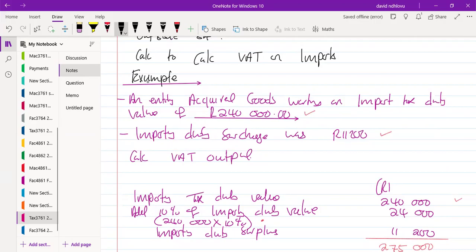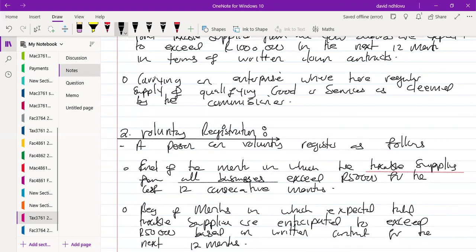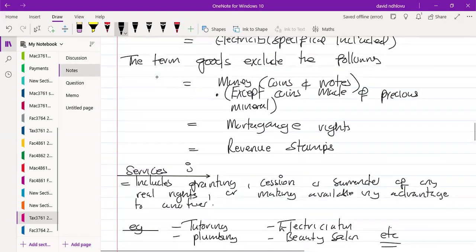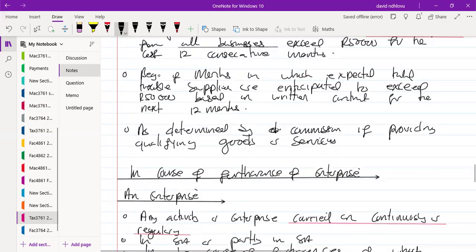Remember we are saying, when is VAT applicable? When is output VAT applicable? Three instances: supply of goods and services, importation of goods, importation of services. We have highlighted in detail what constitutes a supply of goods and services, and you need to know all of these things in detail because that's what you use to answer the questions. Any questions, good people?